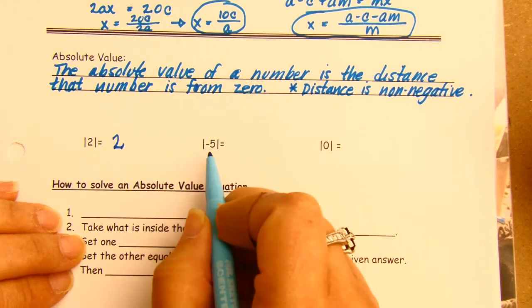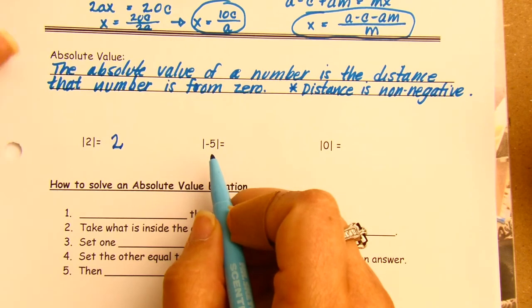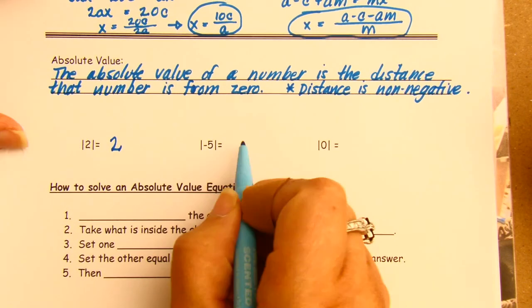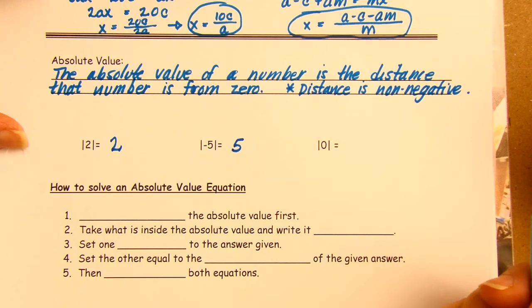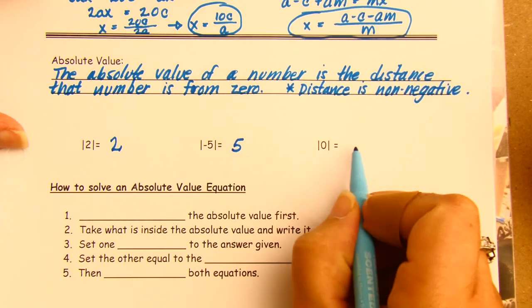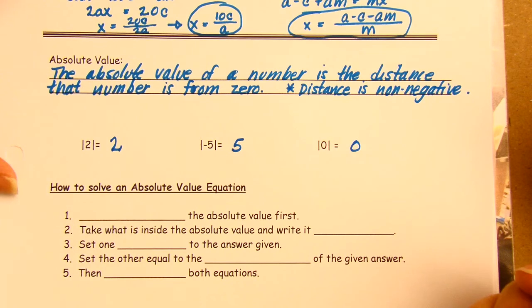Absolute value of negative 5. Negative 5 is 5 units away from 0 on the number line, and so its value is 5. And then, of course, the absolute value of 0 is 0 itself. 0 is neither positive nor negative.